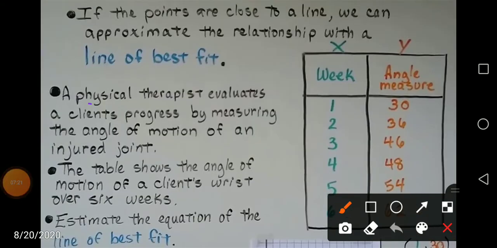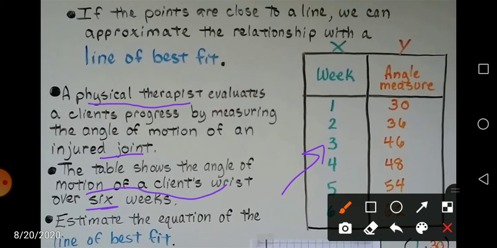Okay, for example here, a physical therapist evaluates a client's progress by measuring the angle of motion of an injured joint. The table here shows the angle of motion of a client's wrist over 6 weeks. Okay, 6 weeks here, and y here for the angle measures over the 6 weeks. Estimate the equation of the line of best fit.